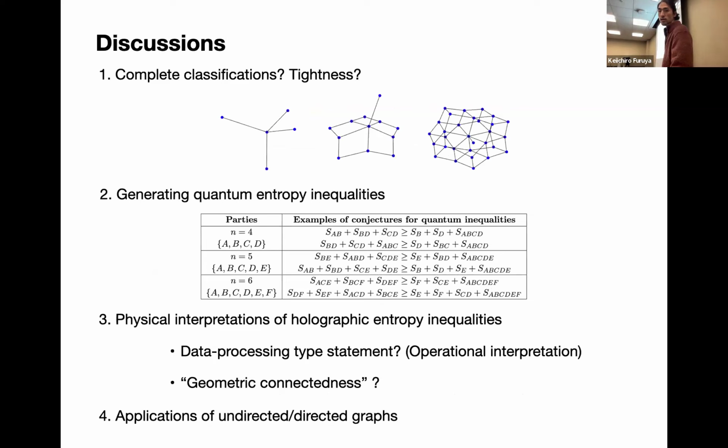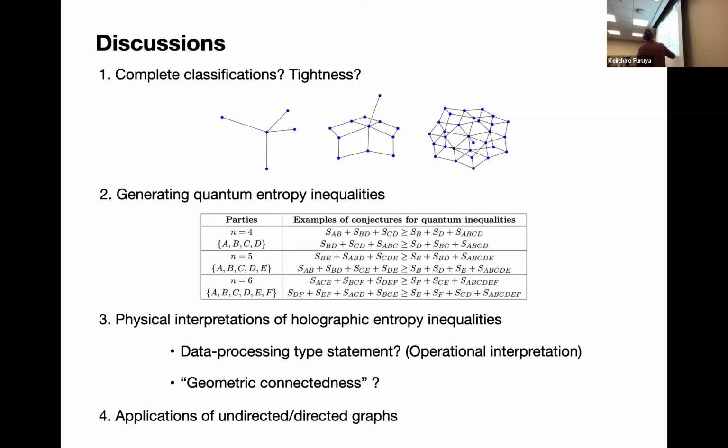At the end, this is the discussion part. First, this is towards the complete classification. We don't have a classification yet. So the question is, can we do the classification by classifying partial cubes, or any other way to classify? We don't know. And like I said, some quantum states satisfy the holographic inequalities, so we might be able to find some relation to quantum entropy inequalities.